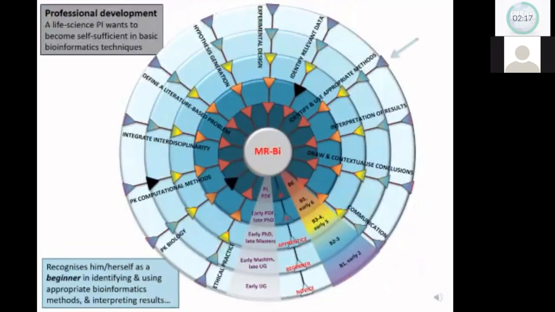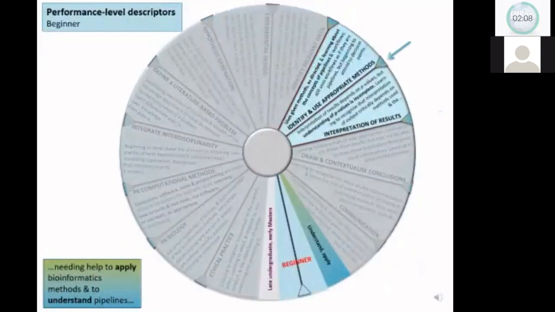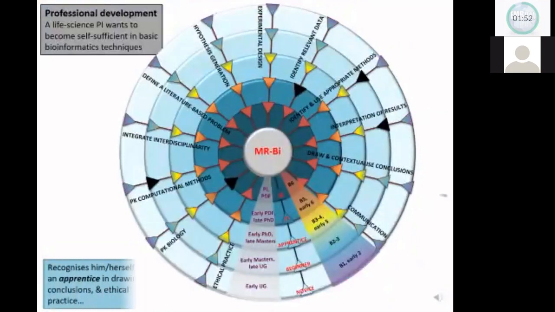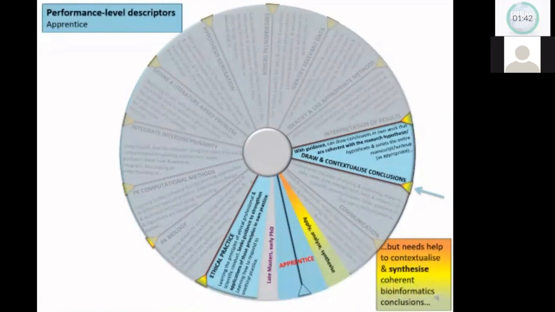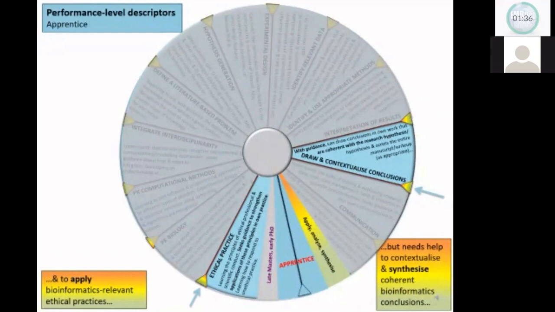Who recognizes him or herself as a beginner in identifying or using appropriate bioinformatic methods and interpreting results, needing help to apply specific bioinformatic methods and to understand pipelines and to fully understand stated p-values in program outputs. Again, the Bloom's level reflects all of these things. Who recognizes him or herself as an apprentice in drawing conclusions and ethical practice, and needing help to contextualize and synthesize coherent bioinformatics conclusions and to apply bioinformatics relevant ethical practices and so on.